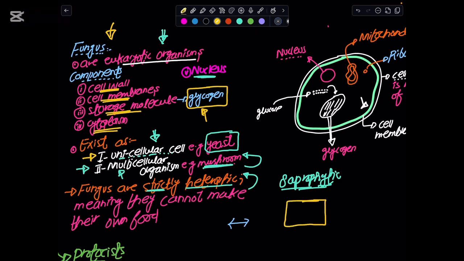What happens is that if an organism died, or in simple words, like in the kitchen, usually the mothers keep some pieces of bread in the refrigerator, and after some days you see that some kind of mold grows on these pieces of bread.